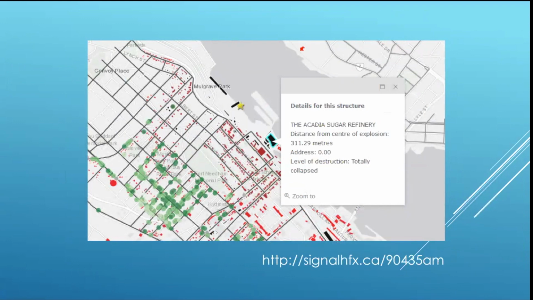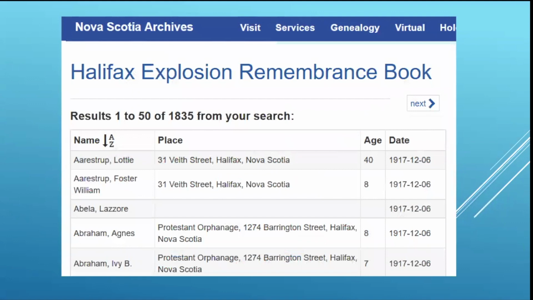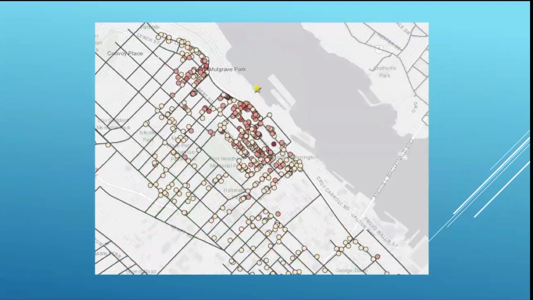Finally, what we did, it may take a few extra seconds because I started on mute. We also built a map from the remembrance book, which was all of the people known to have died in the explosion. We then geocoded all of those points, basically using the old city directory to tell us what the street ranges on the streets were at that time, as well as using the building polygon map that I mentioned before that we built because it had addresses in it, which then allowed us to produce a map of every person's home who had died in the explosion.